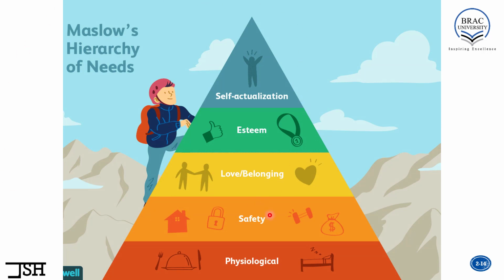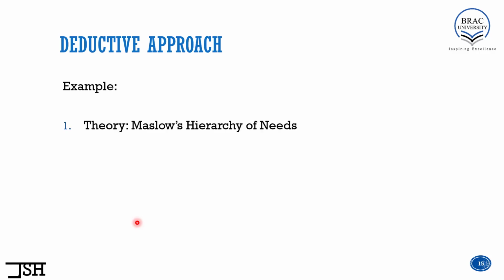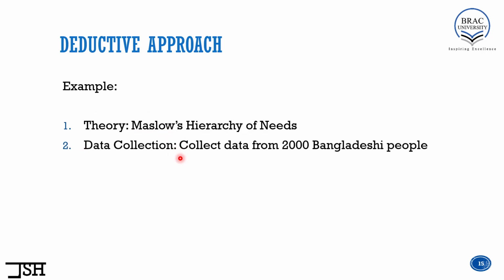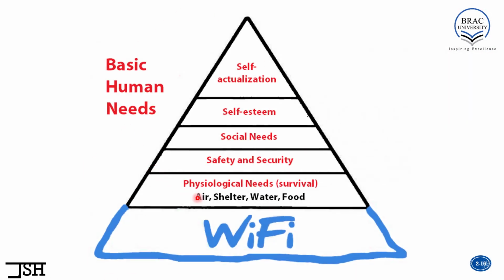Now again, let's say we are starting with Maslow's hierarchy of needs theory. So here, the first step was, as before, start with Maslow's hierarchy of needs. Now in the second stage, again I collect data, but this time I collect data from 2000 Bangladeshi people from another district. Alright? Now, the fun part is, let's assume based on this result of the survey of 2000 people in a different district, I find out that this is the revised model. So according to the survey response, I find out that most of the people are saying Wi-Fi is the most basic need for all of the people in the survey.